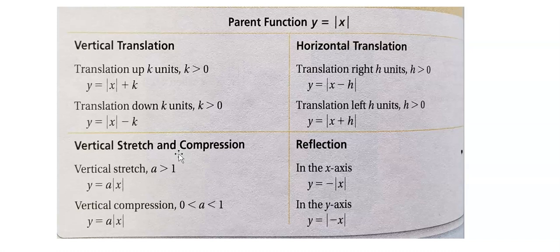And then the reflection part. If the negative is outside the function, it reflects over the x. If it is inside the function, it reflects over the y. So rules are exactly the same. They just look different because they're absolute value this time.